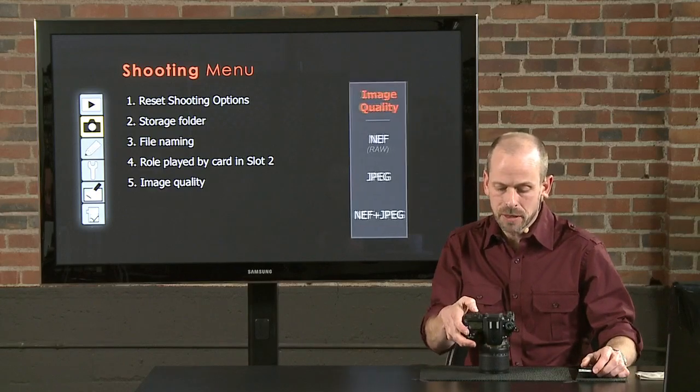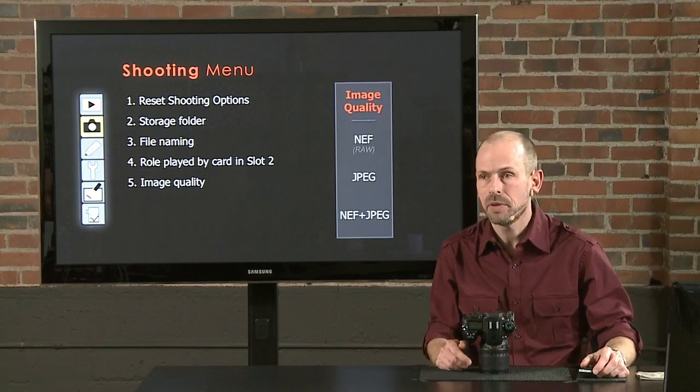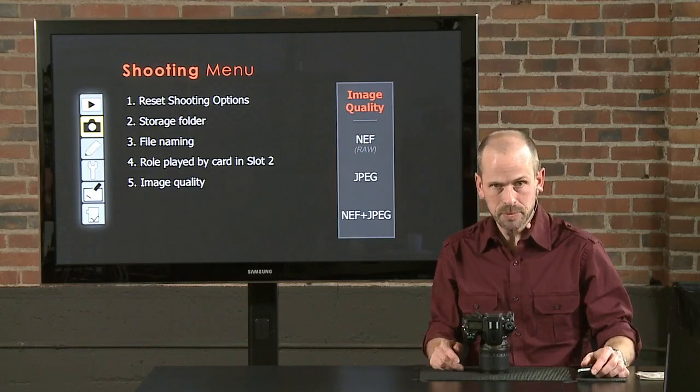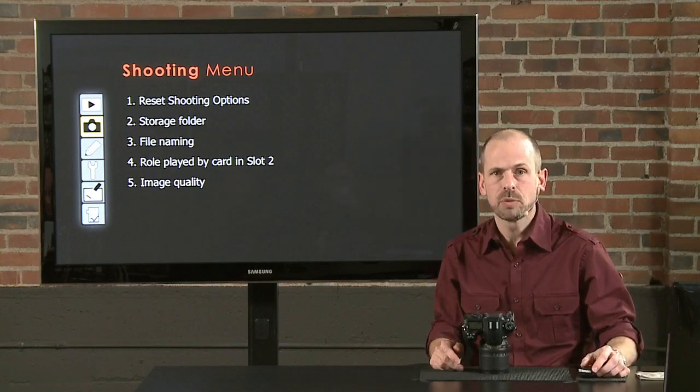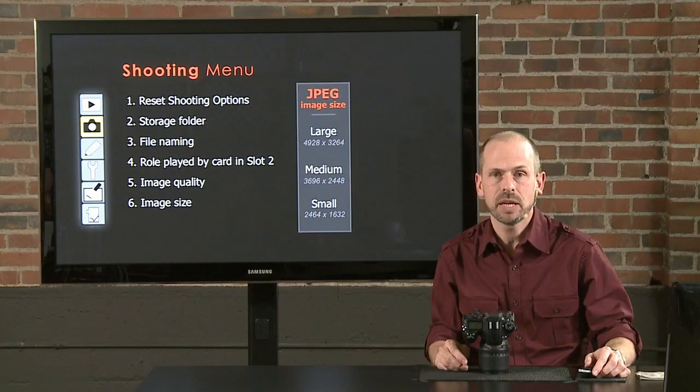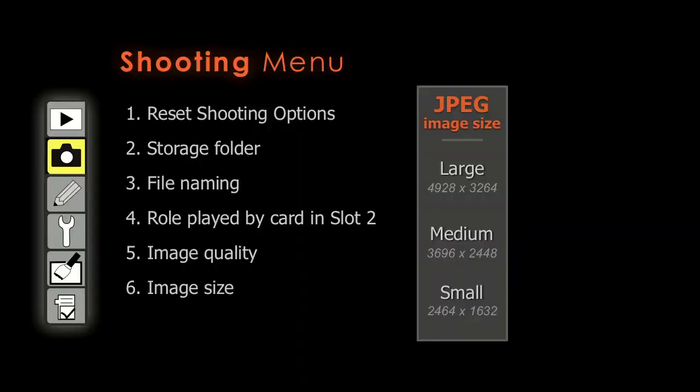Image quality. This is accessible by a couple of other routes on the outside of the camera, but you can get into here and change it from RAW to JPEG. Now you can also change the type of JPEGs that you get. And along with that, we have another couple of settings that are all closely related.